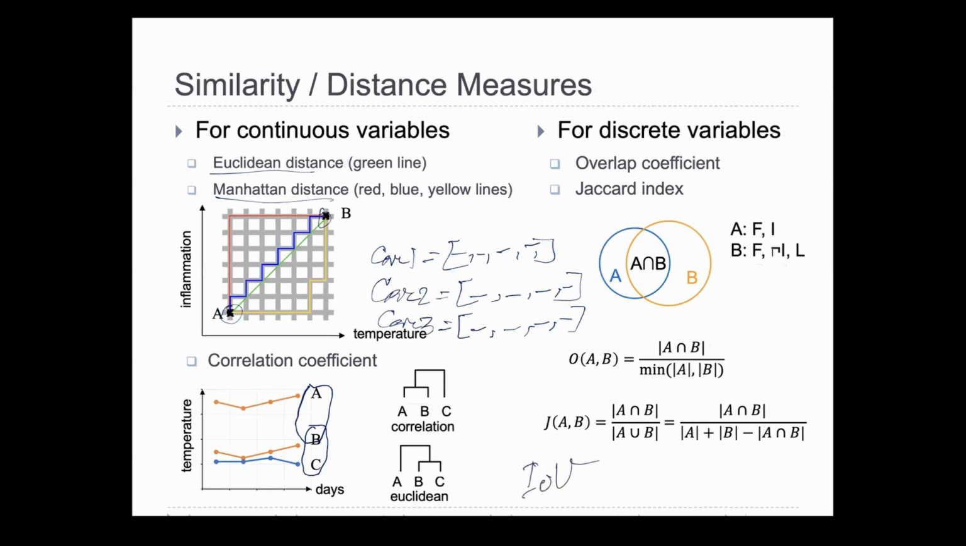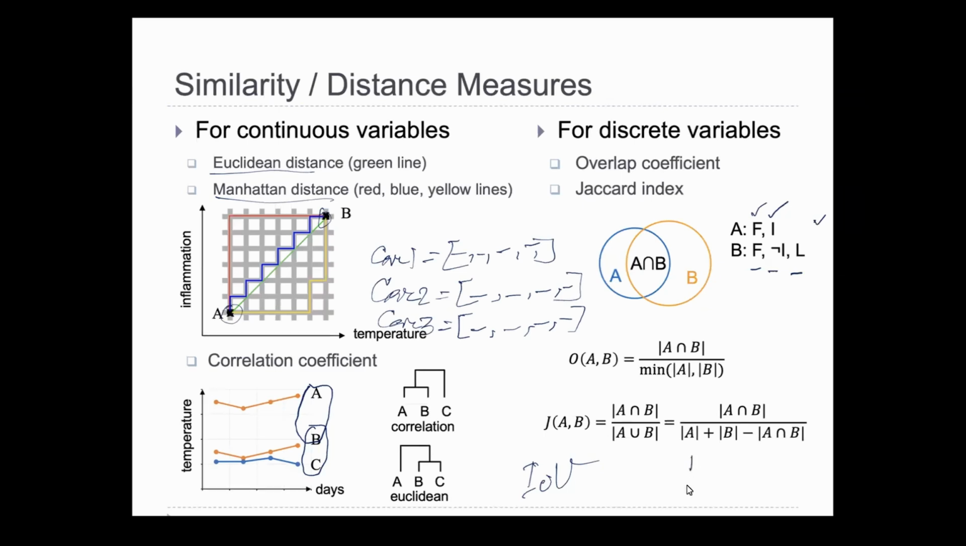You can take, in this case, suppose you have two patients, A and B. Patient A has fever and inflamed throat. Patient B has fever, they don't have inflamed throat, but they have a positive lab test result. In this case, if you take the Jaccard index, one way can be just counting the number of common features and counting the number of uncommon features.